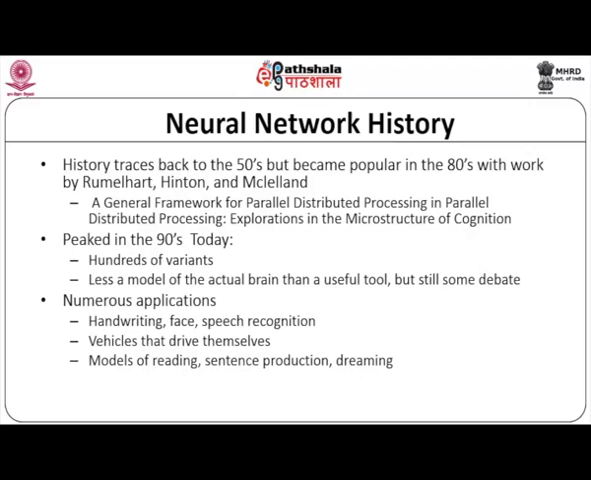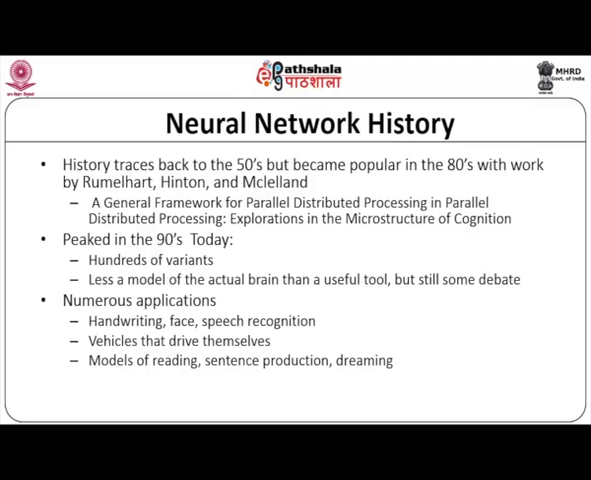Actually, neural networks started as early as the 1950s, but became very popular only in the 1980s. Initially, a framework was created for parallel distributed processing, and this was used for exploring the microstructure of cognition. It was created by Rumelhart, Hinton and McClelland in the 1980s. This work kick-started the applications of neural networks in various domains, and in the 90s there was a significant level of research happening with respect to neural networks and their applications.